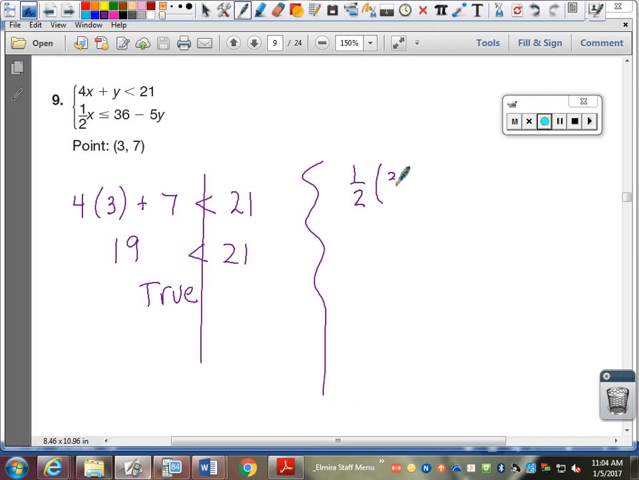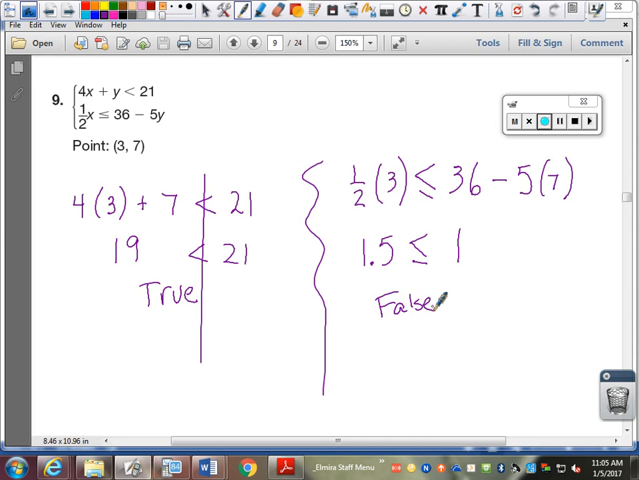1/2 times 3 is less than or equal to 36 minus 5 times 7. So 1/2 of 3 would be 1.5, less than or equal to 36 take away 35, which would be 1. So 1.5 is less than or equal to 1. Nope, that's false. And we have to have two truths. So we would say no, (3, 7) is not a solution to the system of inequalities.